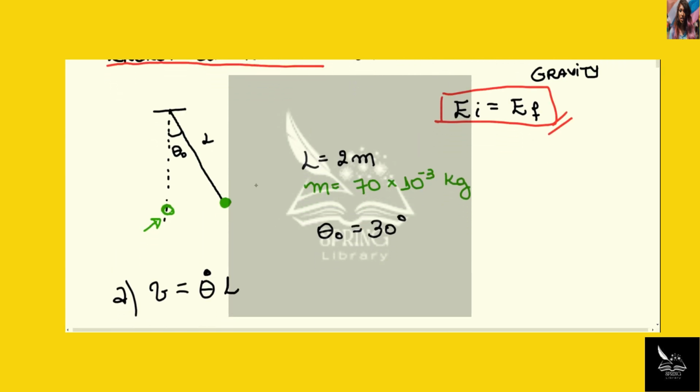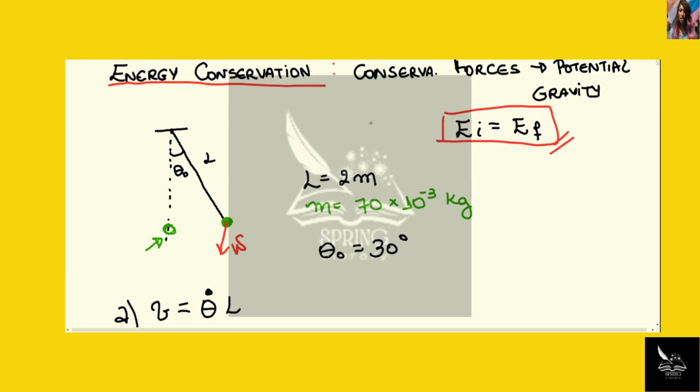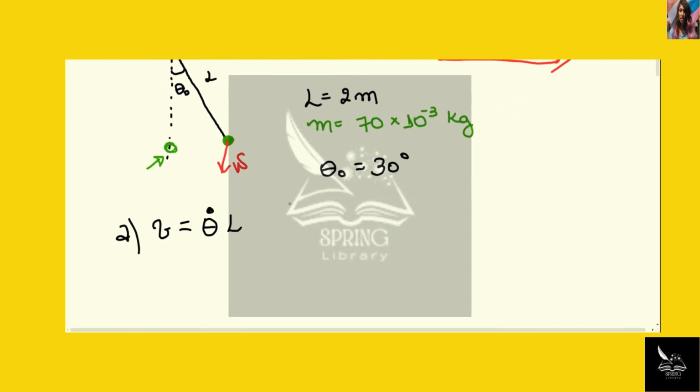Now, in this case, what are the forces acting on our system? The only force acting on our system, that is the small ball, is the gravitational force. And I told you that gravity is a conservative force. So since the only force is a conservative force, we can use conservation of energy.